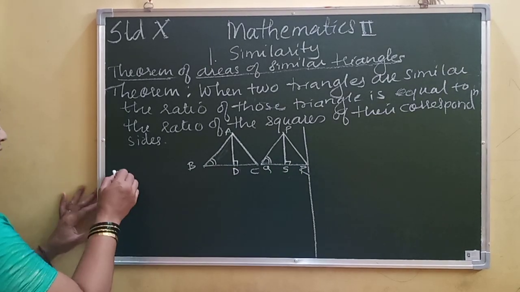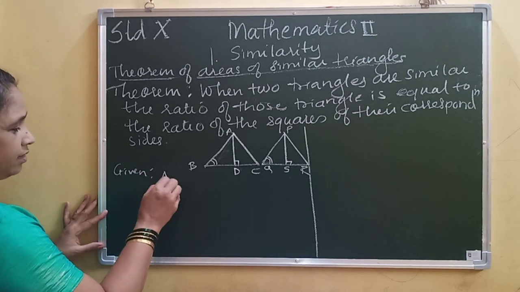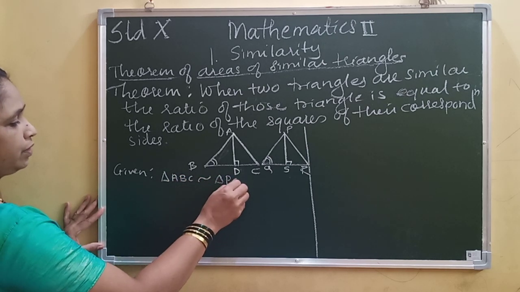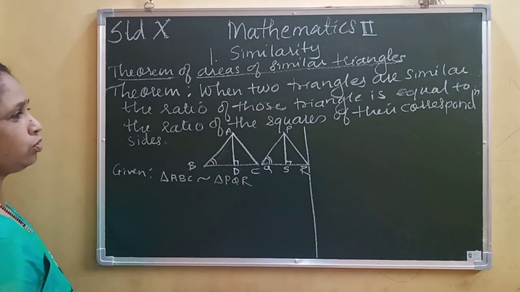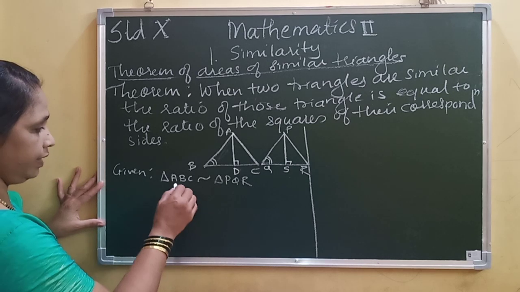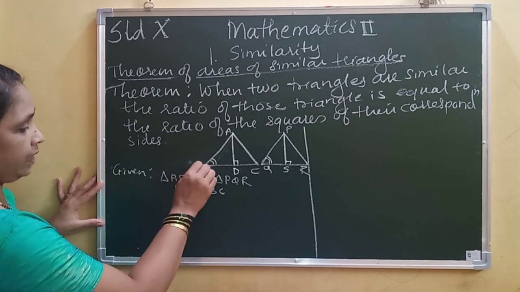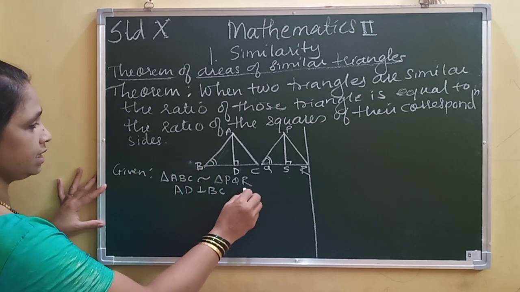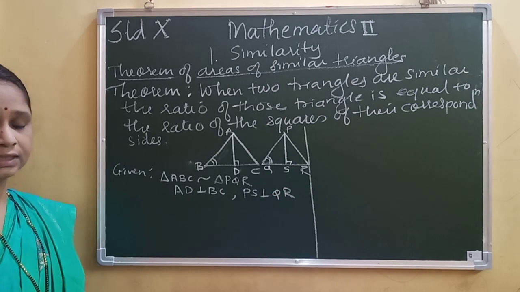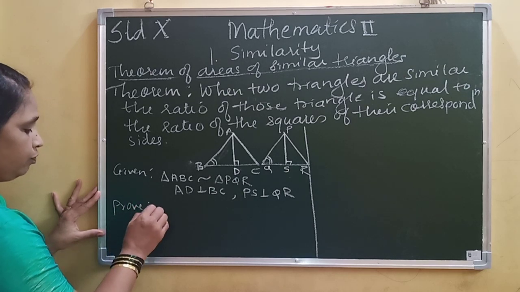Now the given part: triangle ABC is similar to triangle PQR. It is said, when two triangles are similar. So the two triangles are similar, and AD is perpendicular to BC and PS is perpendicular to QR. This is the given part in the question. Now what do you have to prove?